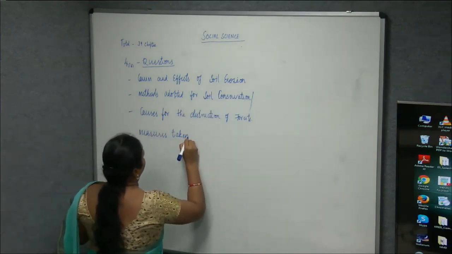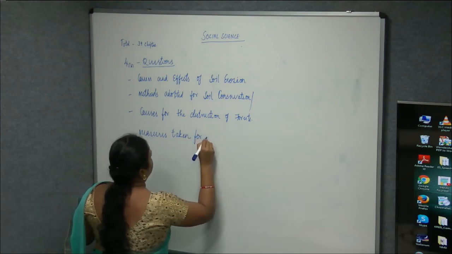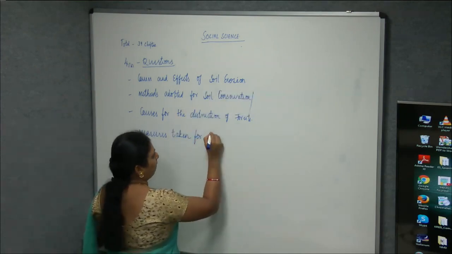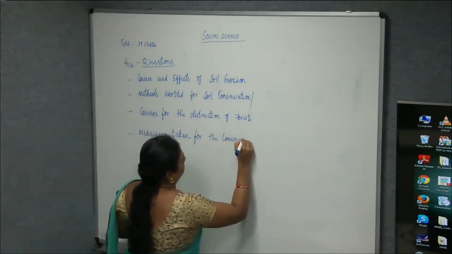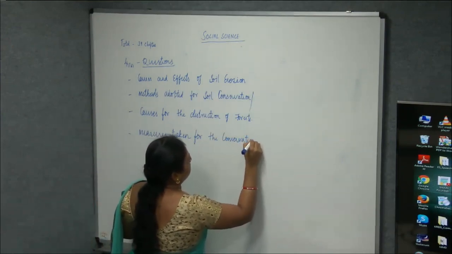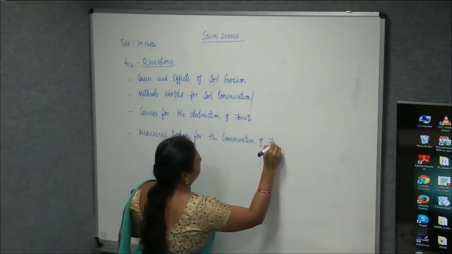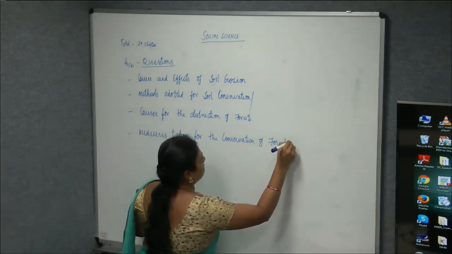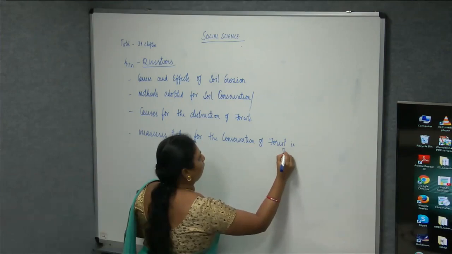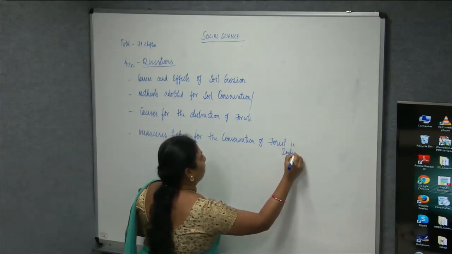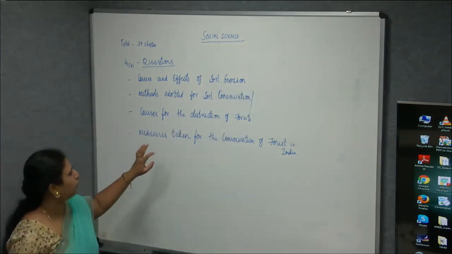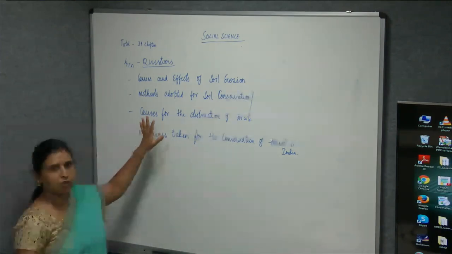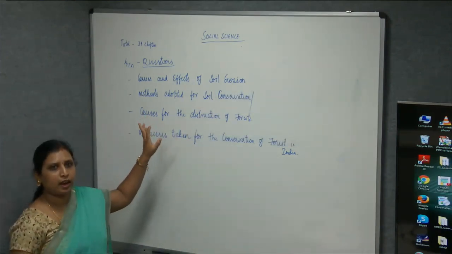Measures taken for the conservation of forest in India. So these are the two questions that can be asked for 4 marks from the geography part, apart from the land resources.